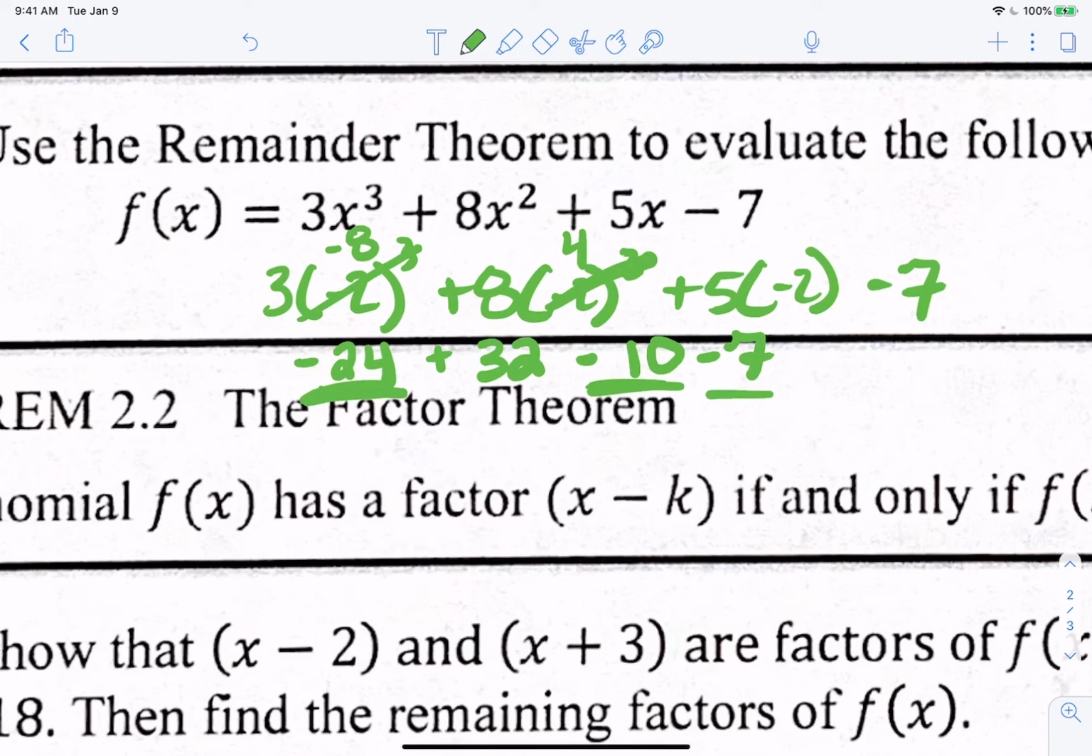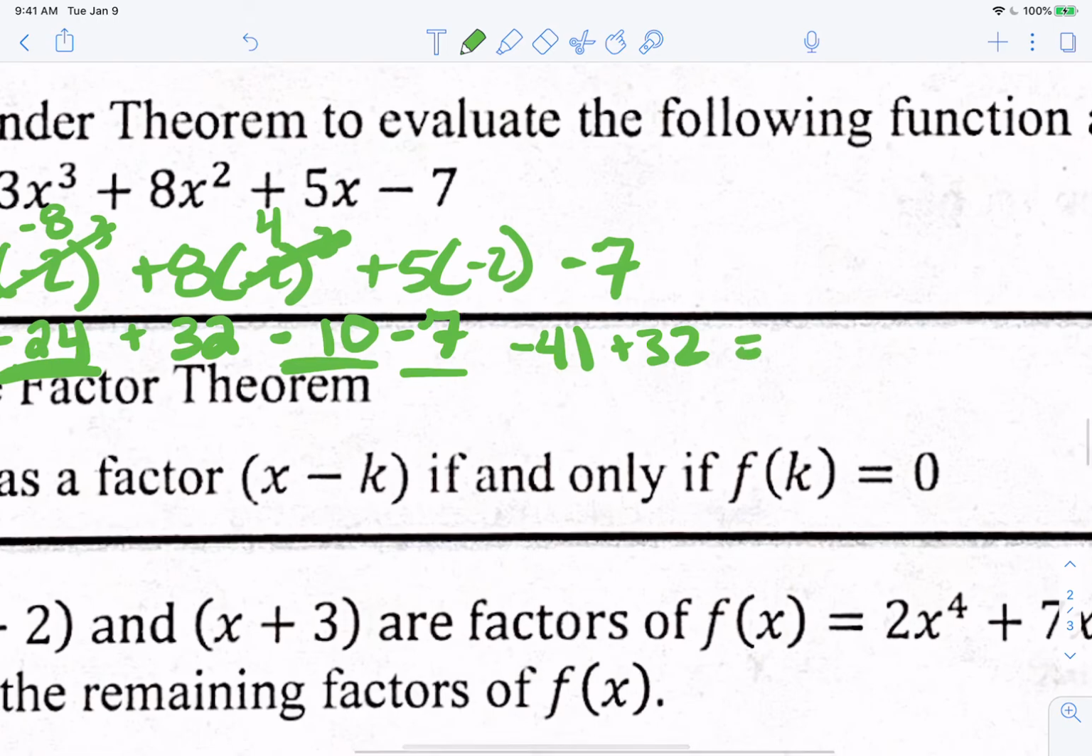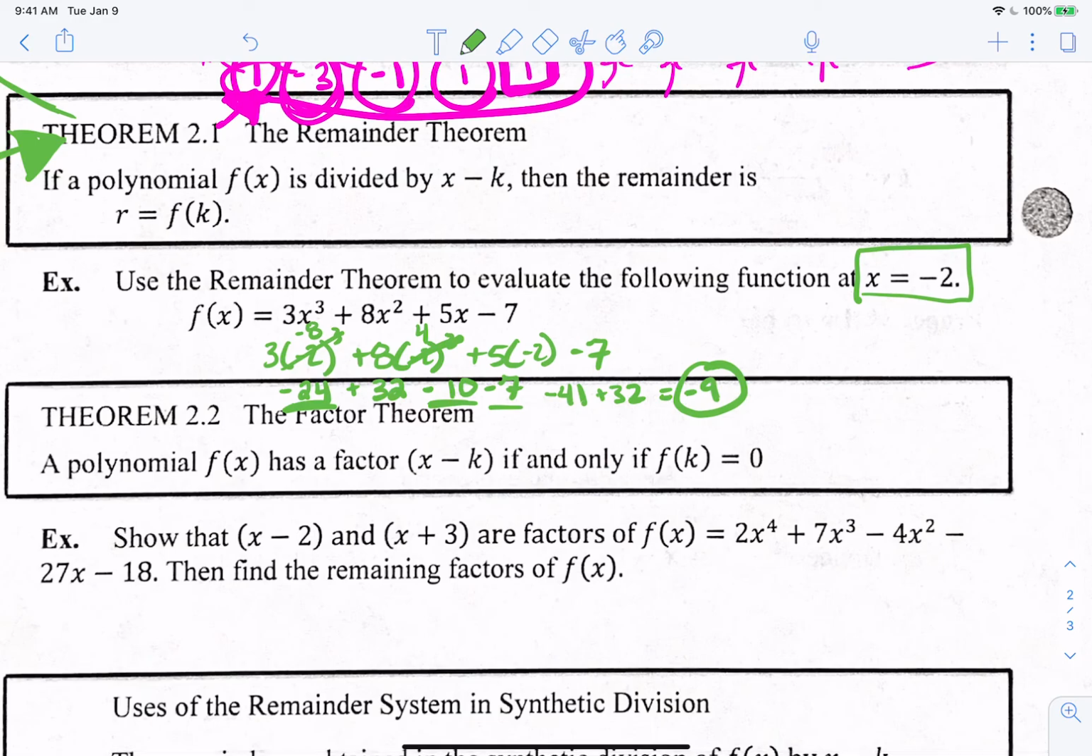What's that? -41, right? And then plus 32. What's -41 plus 32? It's -9. This is what this means. This is the most important part of the remainder theorem.